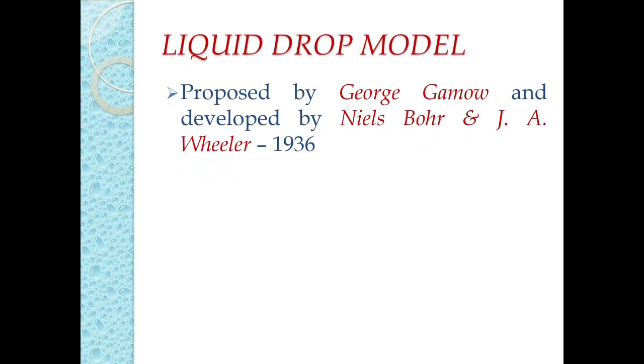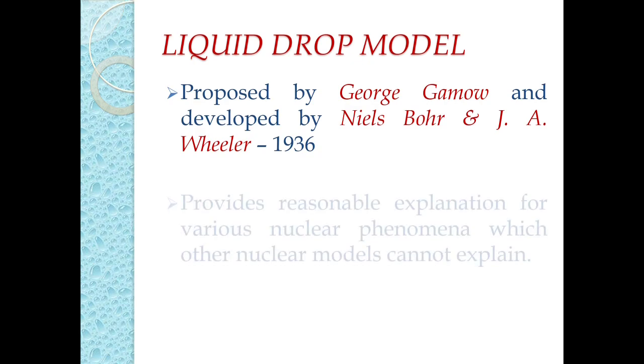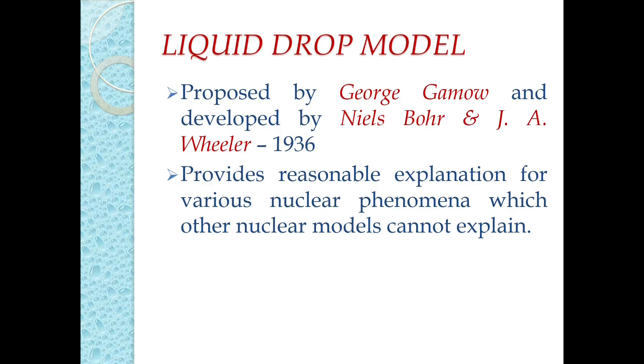The liquid drop model was actually proposed by George Gamow in 1927, but it was later developed by Niels Bohr and J. A. Wheeler in 1936 to explain the process of nuclear fission. Why is this model superior to other nuclear models? Because this model was able to provide a satisfactory explanation for many nuclear phenomena which other nuclear models could not account for.